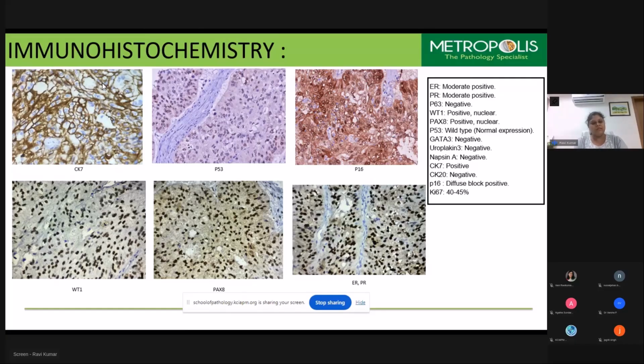Now, what other markers were positive? WT1 and PAX8 were strongly positive. ER and PR also were strongly positive, and P16 showed a diffuse block-like positivity. P53, however, was wild type. So the other markers are supporting a high-grade serous carcinoma, but P53 was wild type in this case. It did not show a strong positivity, nor a null type, nor a cytoplasmic positivity.